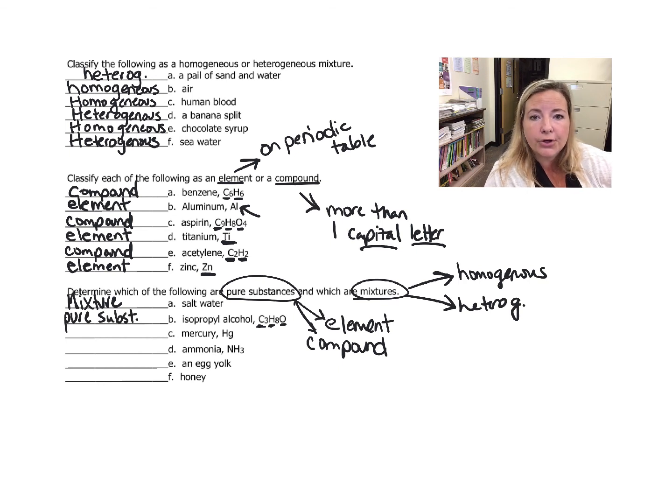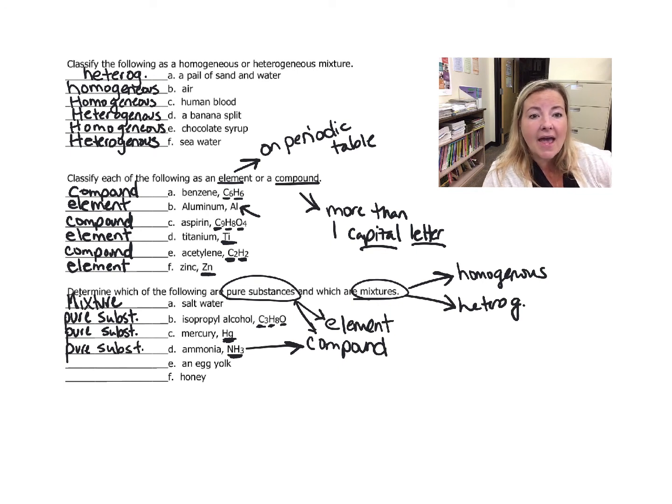Letter C, mercury, we can see that it has just a symbol of capital H, lowercase g, so that's going to be an element, which means it's a pure substance. Letter D, ammonia, we can see 2 capital letters in that formula. So remember that that's going to be a compound, and compounds are going to be classified as a pure substance.